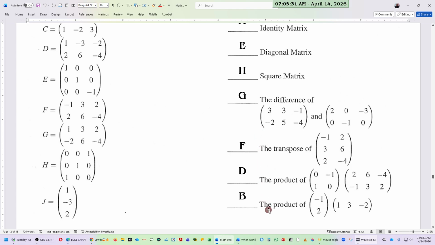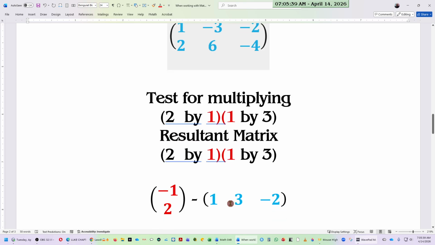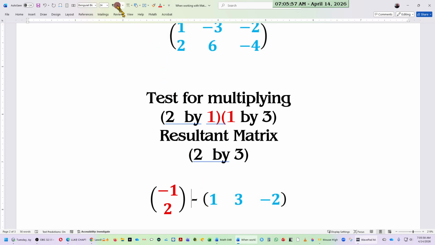And then finally we get to the product of these two. And let's have a look at the working for that. Once again, when you do the test, it's a 2 by 1 matrix multiplying a 1 by 3 matrix. And since the ones match in the middle, that means it can work. And then you just eliminate this, and the outer numbers would be the size of the matrix we're looking for. And once again, I have the wrong sign here. Let's fix that.